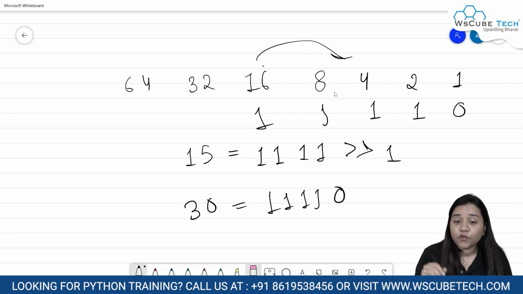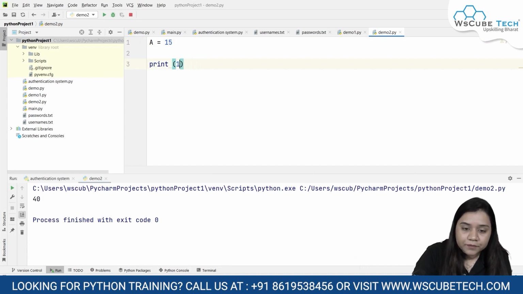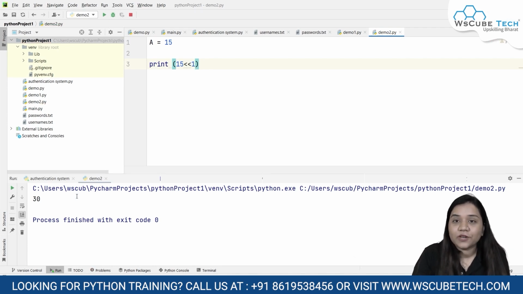Let's see if it works or not. So when I write A is equal to 15 over here, and I shift 15 by 1, then yes, I get the output 30. That means it is working properly, and this is how the left shift operator works.